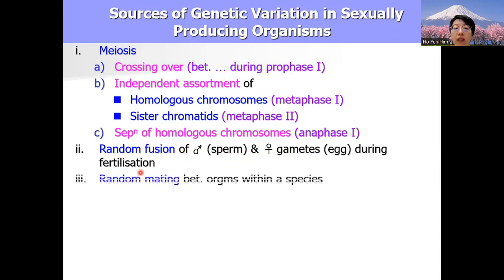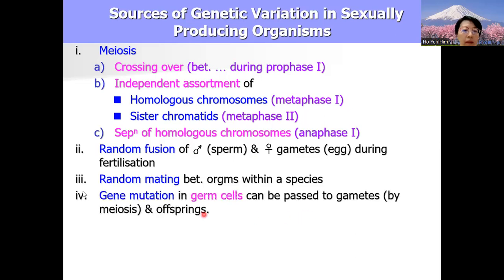Okay, then random mating between organisms within a species. Of course, for humans it is less likely, but for animals this is normal. That means every male and female in the animal population can mate with many different other males and females. Or for humans, it's like one man has a few wives, or one female has a few boyfriends or husbands. This is called random mating. Because every individual's gametes are different and genetically variable, depending on who you mate with, the offspring again is genetically variable.